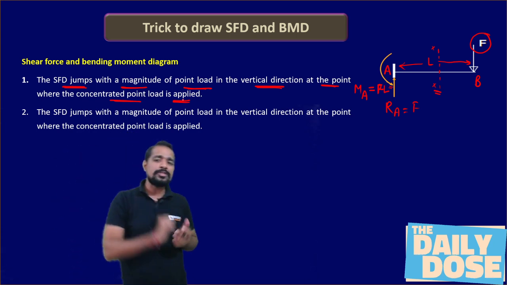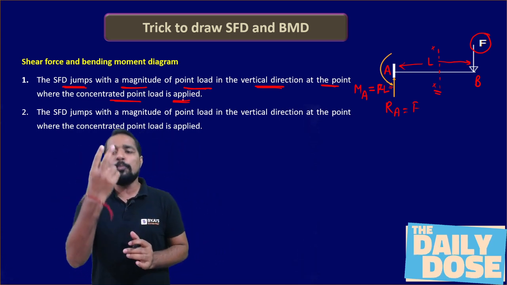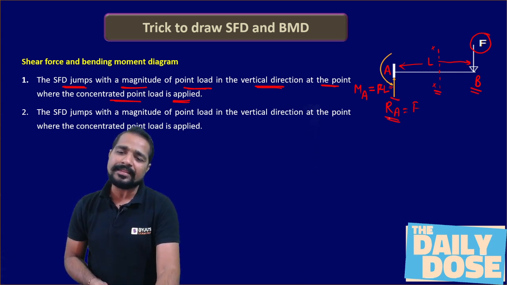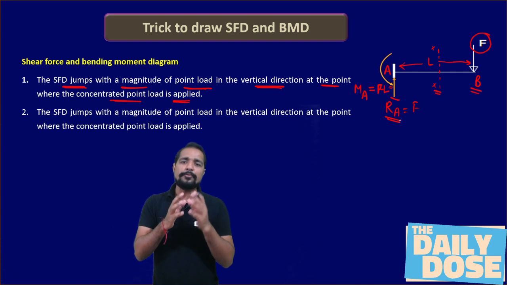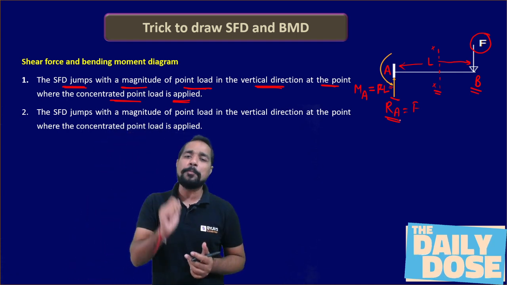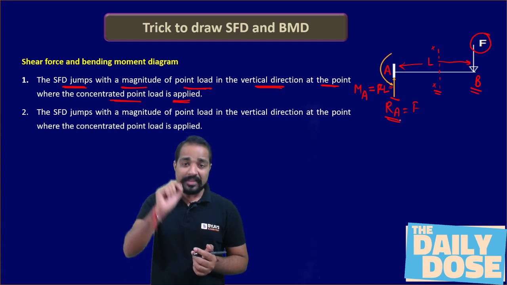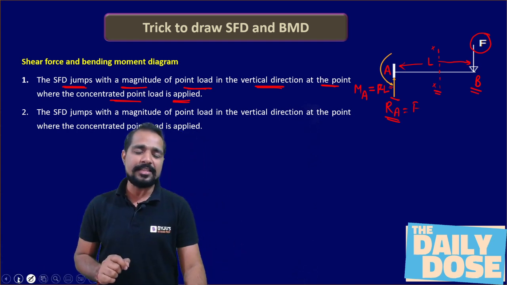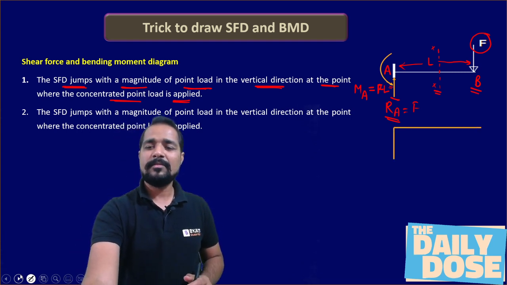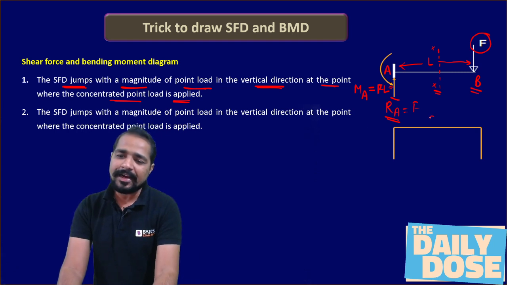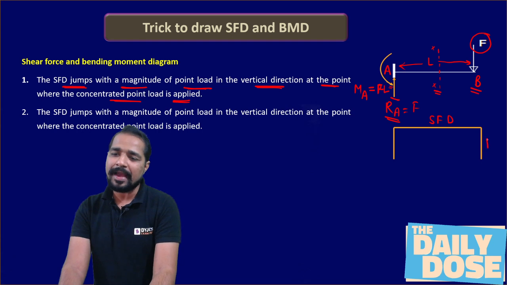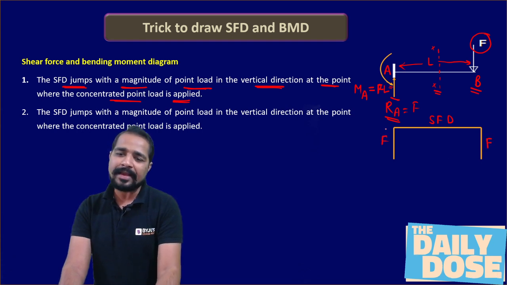Like in this question or in this beam of AB, 2 point loads are applied. One is at point B and second is at point A, that is the RA. So your shear force diagram will jump in the vertical direction at point A and B with the magnitude of F. If I draw the shear force diagram, you will get the clear cut idea like this. SFD अगर यहां पे बात करते हैं तो you will get the clear cut idea that this will have the magnitude of F and this will have the magnitude of F.